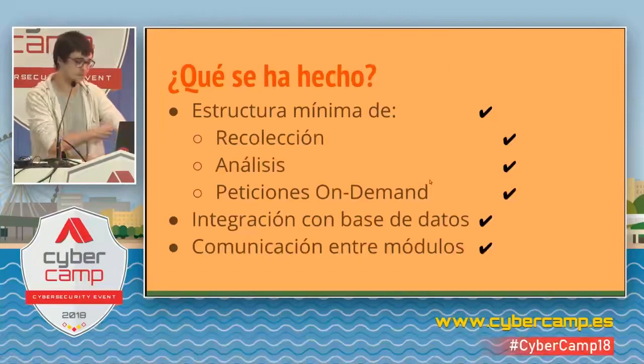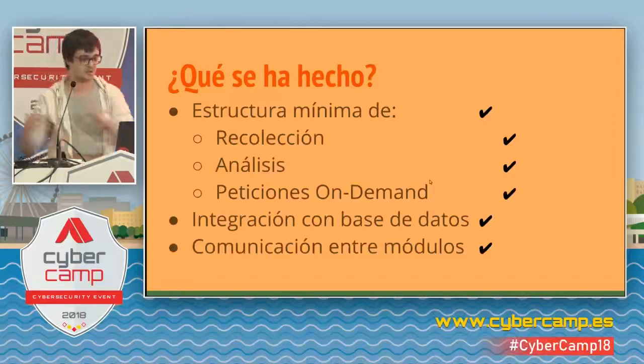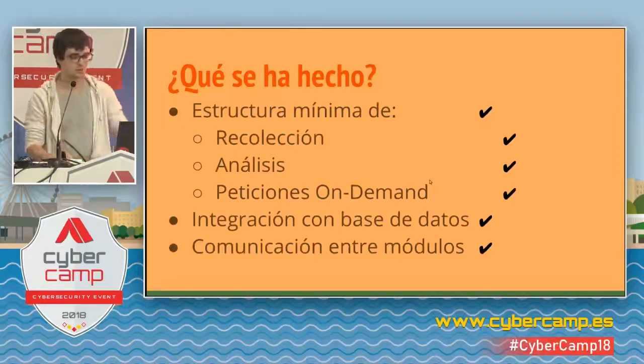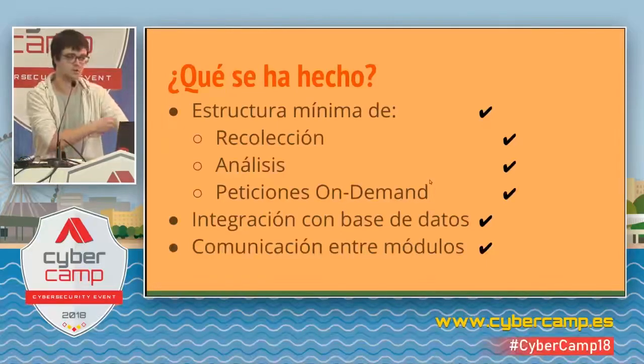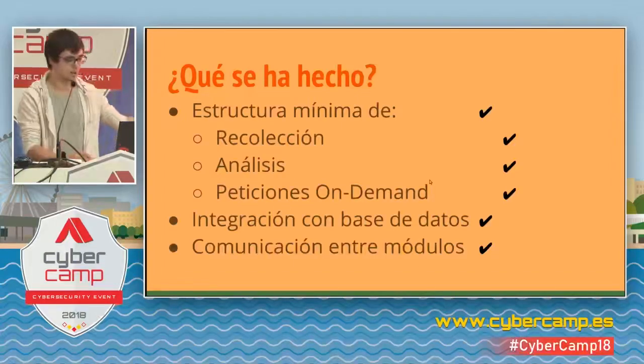We think we've nailed it, but we have a minimum collection structure. Basically, it's web parsing or certificate parsing, also minimum structure analysis. We follow something like Hamming distance, also minimum on-demand request structure. We have two APIs exposed. One is HTTP for common users, and then one on gRPC for high performance, minimum integration with databases.